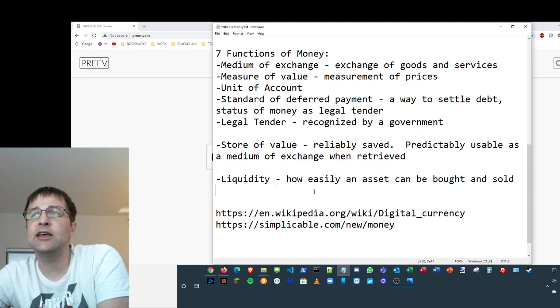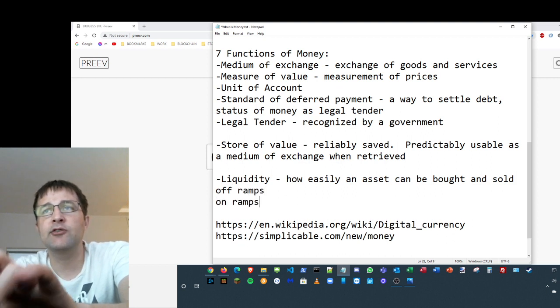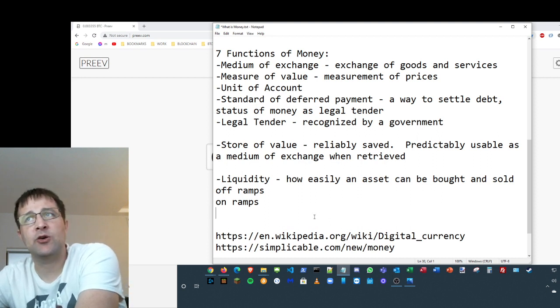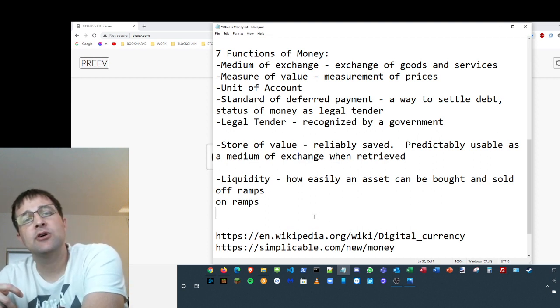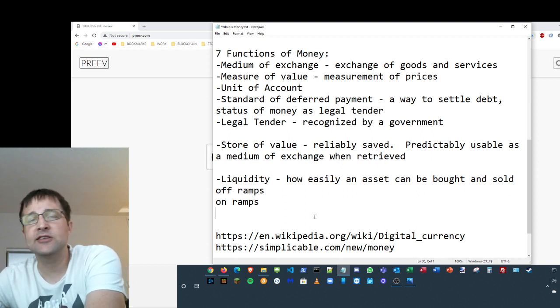Next, liquidity, how easily an asset can be bought and sold. I'm also going to put off-ramps, on-ramps, which means how do you buy Bitcoin? Can you buy some Bitcoin and then sell it easily? So this is one thing that has evolved quite a bit over time. A long time ago, there weren't as many exchanges, and the exchanges that were out there were either getting hacked or they would lock up your funds.